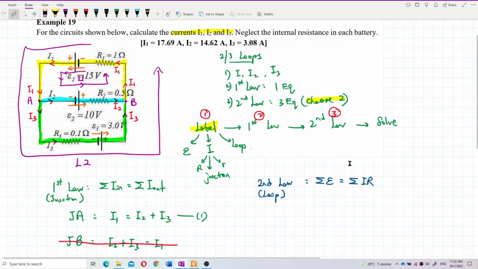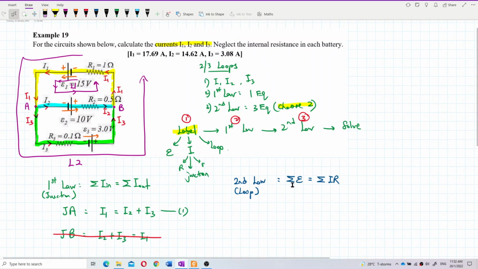So for this one, I need to choose 2 loops out of 3 loops. You have 3 loops here: top loop, bottom loop, and the outside loop. Because I want to get as many positive values as possible, I choose the top loop anti-clockwise and the outside loop anti-clockwise. My first loop is the top loop, my second loop is the outside loop. I begin with the first loop, L1.